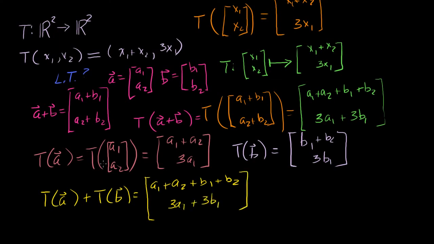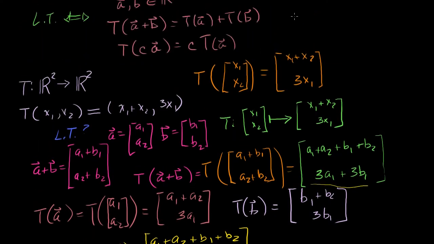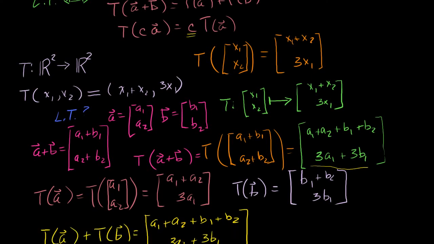Now, we just showed that if I take the transformation separately of each of the vectors and then add them up, I get the exact same thing as if I took the vectors and added them up first and then took the transformation. So we've met our first criterion, that the transformation of the sum of the vectors is the same thing as the sum of the transformations. Now let's see if this works with a random scalar.